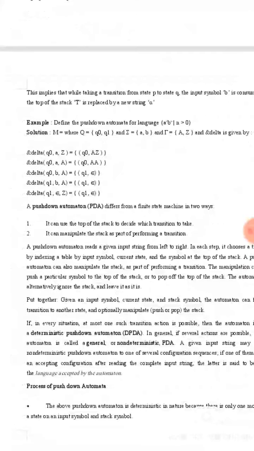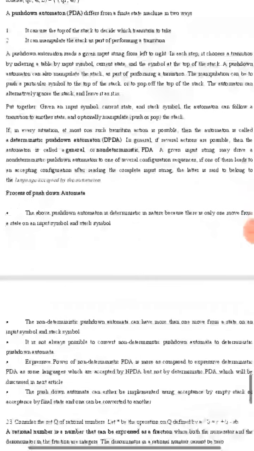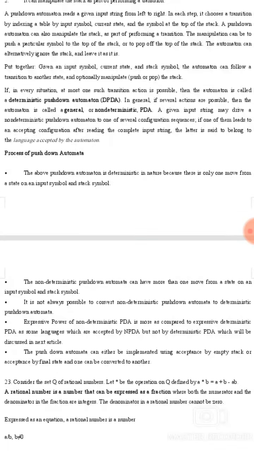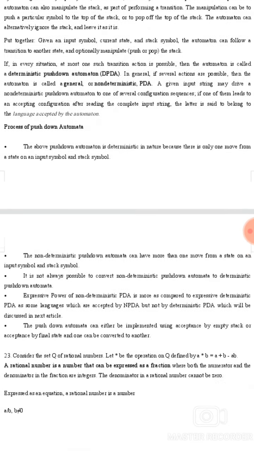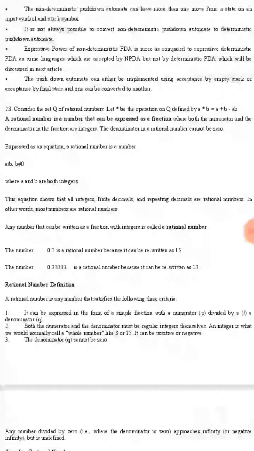A push-down automaton differs from a finite state machine in two ways. It can use the top of the stack to decide which transition to take. It can manipulate the stack as part of performing a transition. Process of push-down automata. The above push-down automaton is deterministic in nature because there is only one move from a state for an input symbol and a stack symbol.